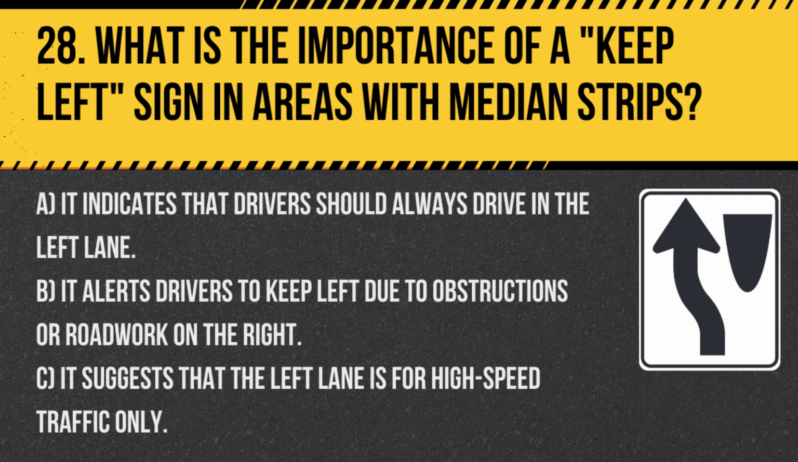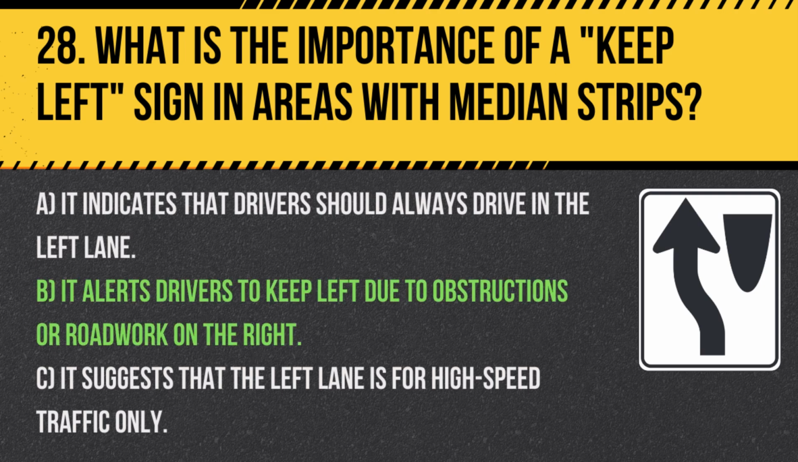Question 28. What is the importance of a keep left sign in areas with median strips? A. It indicates that drivers should always drive in the left lane. B. It alerts drivers to keep left due to obstructions or roadwork on the right. C. It suggests that the left lane is for high-speed traffic only.